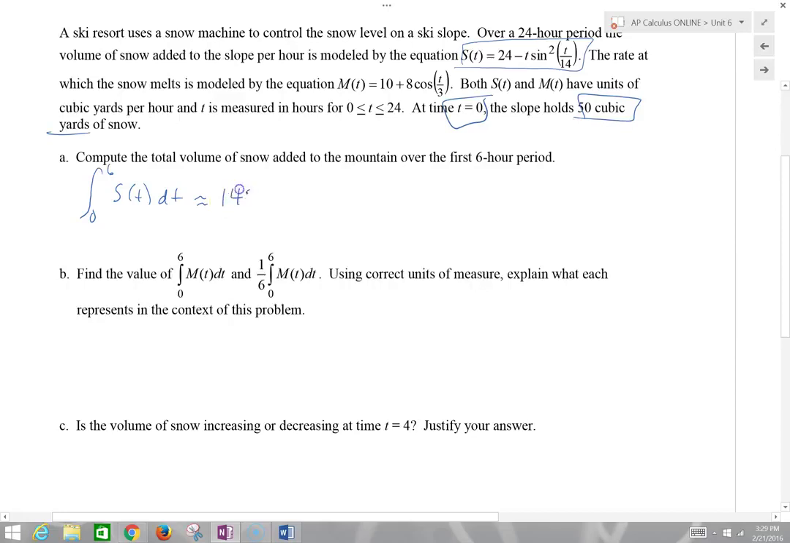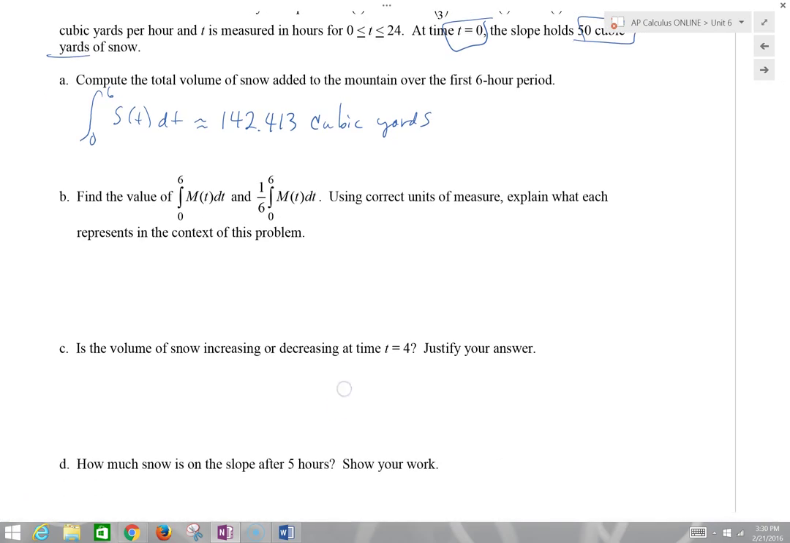142.413 cubic yards is what you should get. Then we want to find the value of the integral from 0 to 6 of m of t, and also 1/6 of that same thing. And we want to discuss what this represents in context of the problem.